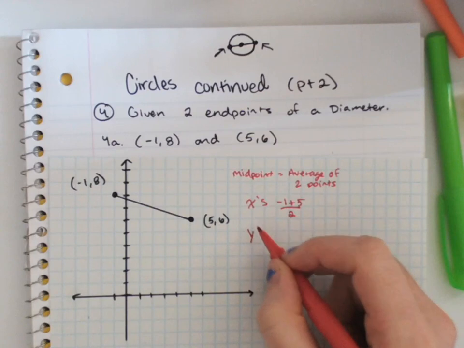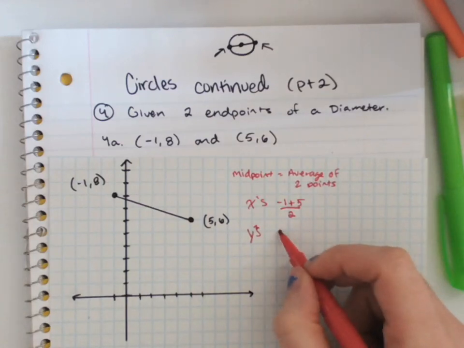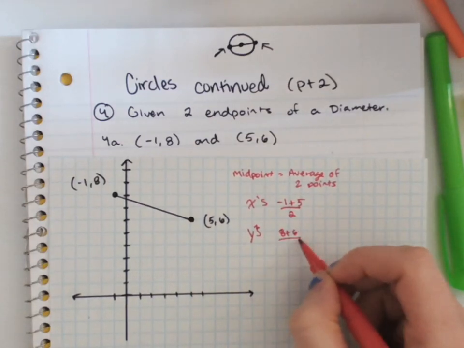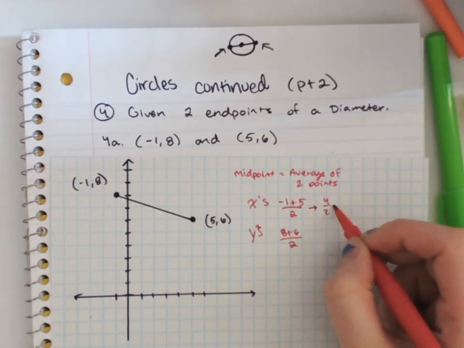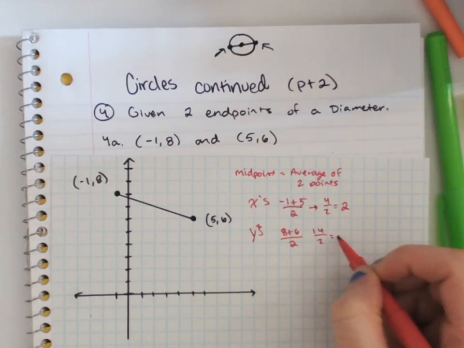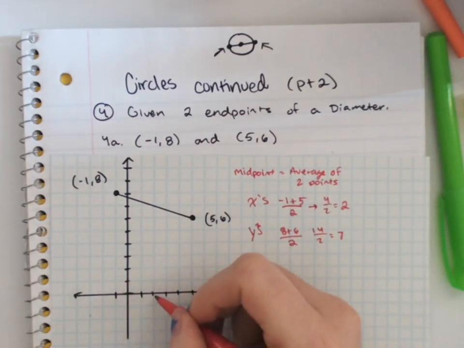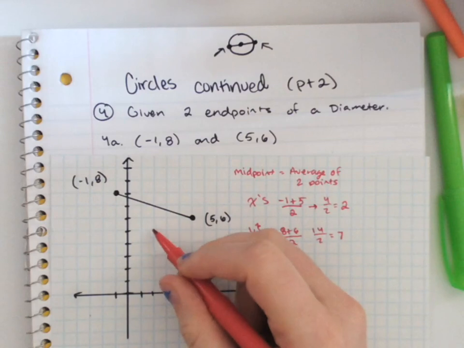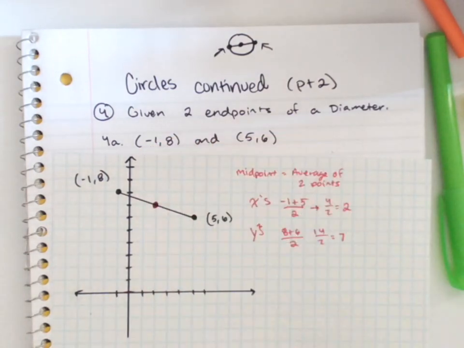Then we've got the y's, which is 8 plus 6 divided by 2. This becomes 4 over 2, which is just 2. This becomes 14 over 2, which is 7. So we have an x value of 2 and a y value of 7. If we plot that, we've got 2, 1, 2, 3, 4, 5, 6, 7 right there. And that looks pretty much in the middle.